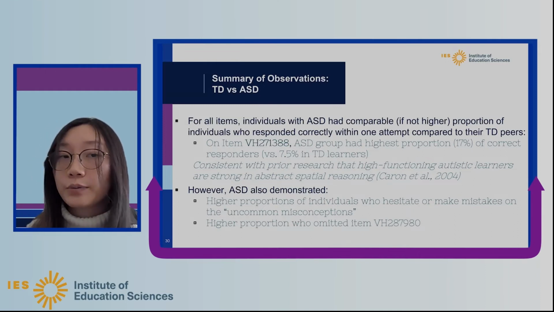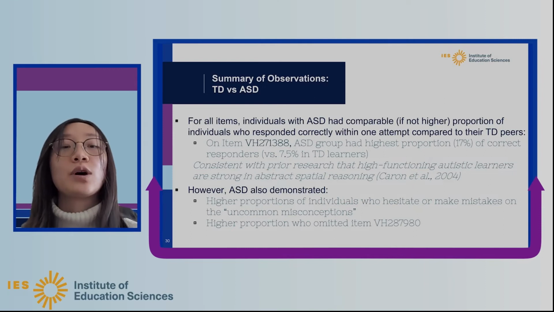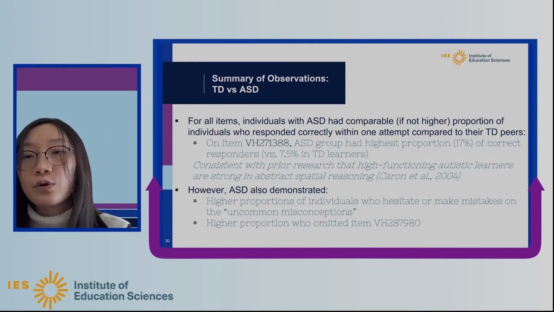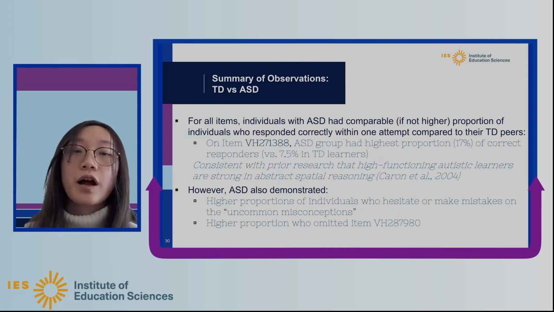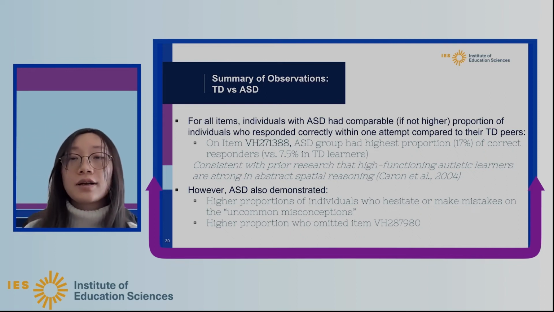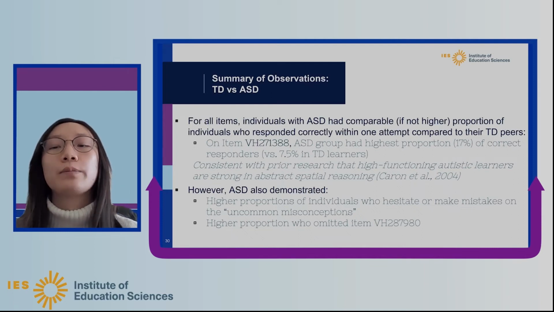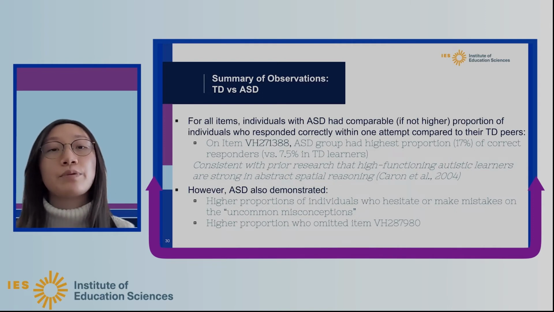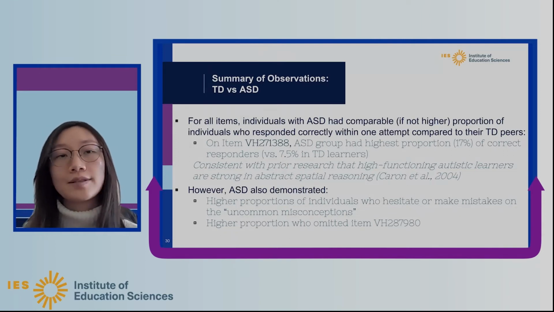a comparable, if not higher, proportion of individuals who responded correctly within one attempt compared to the TD peers. Even on one of the items, we found the ASD group had the highest proportion of correct responders versus individuals in the TD group. This is consistent with prior research that high-functioning autistic learners are strong in abstract spatial reasoning. However, within the same ASD group of individuals, we also find a high proportion of individuals who hesitate or make mistakes on the uncommon misconceptions, and a higher proportion of individuals who omitted one of the items. This suggests that there is a greater divide in people's performance in the ASD groups, where there are people who perform really well and individuals who lack good performance.